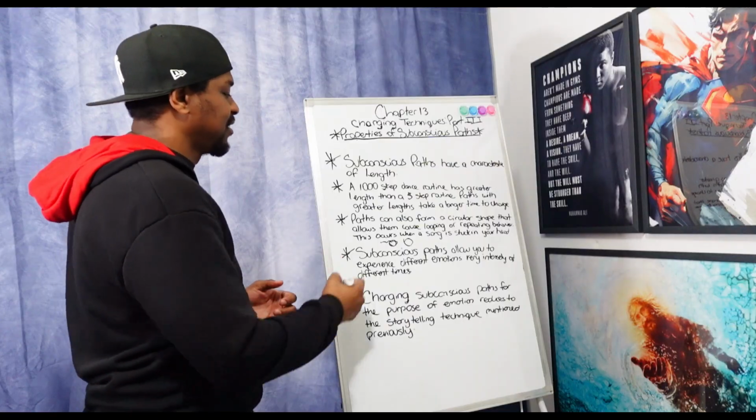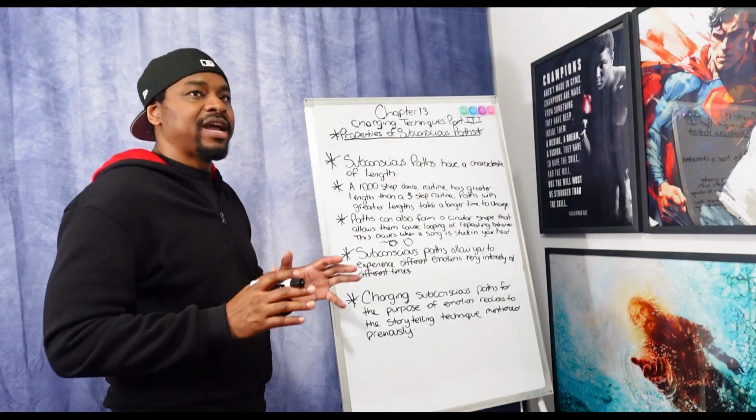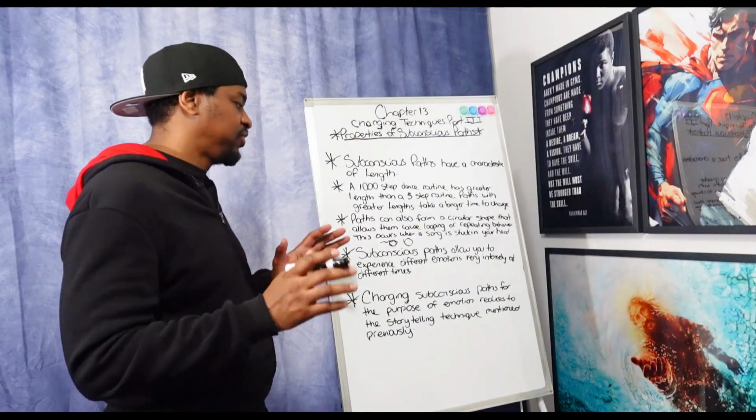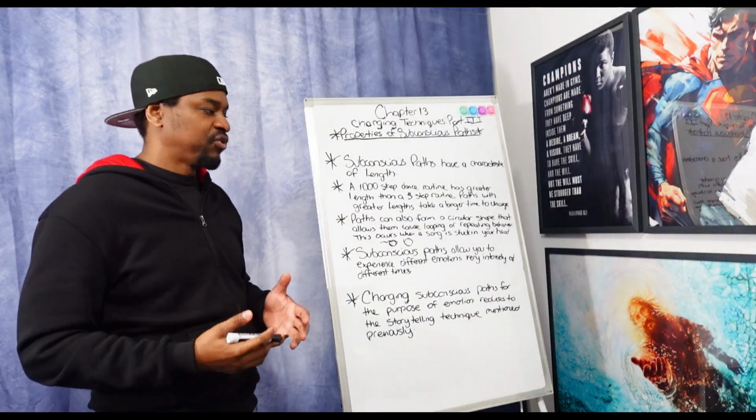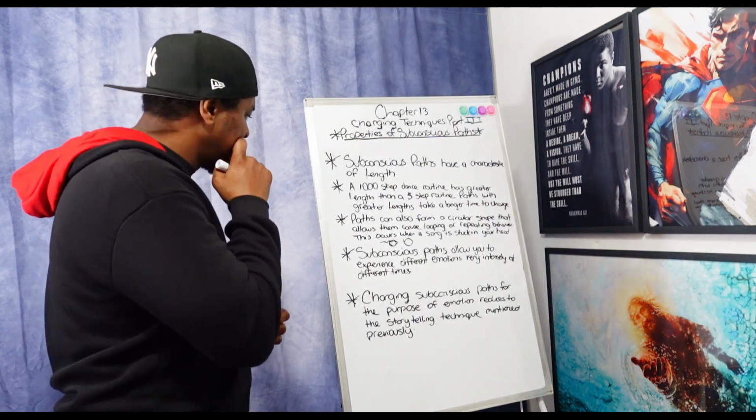And in that sense, a subconscious path actually can kind of have almost like a circular kind of shape to it. So I know it's kind of weird to apply geometric principles to something so abstract, but that's kind of how I started thinking about it.